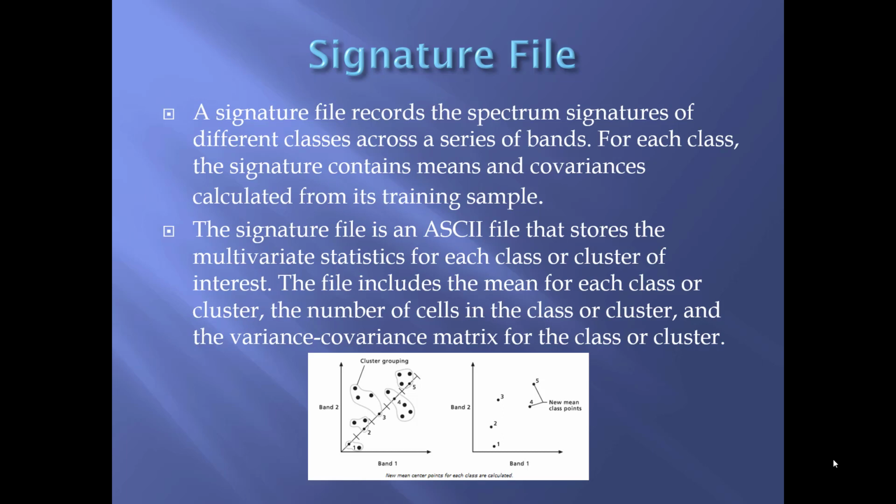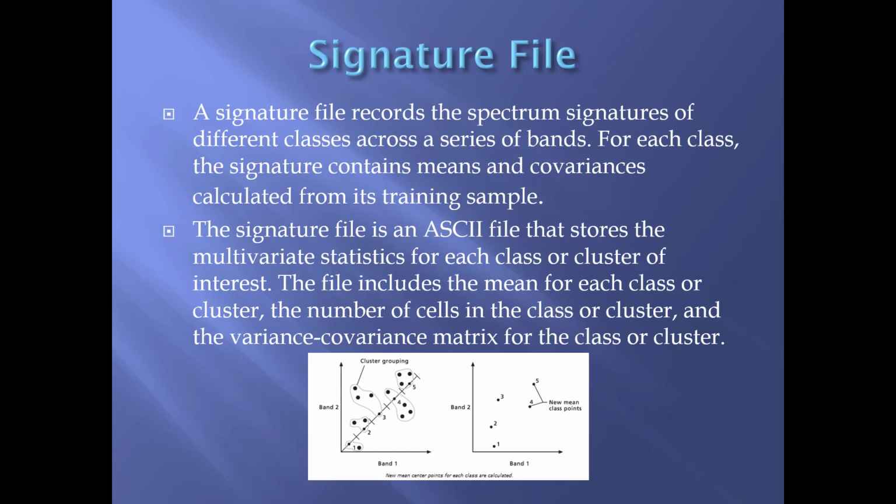You'll create a signature file in this lab. It records the spectrum signatures of different classes across a series of bands. And so for each class, a signature is going to contain some statistical information of means and covariances calculated from its training sample. Your signature file is an ASCII file, and it stores these multivariate statistics for each class or cluster. It includes the mean for each class or cluster, the number of cells, and the variance and covariance matrix for the class or cluster.